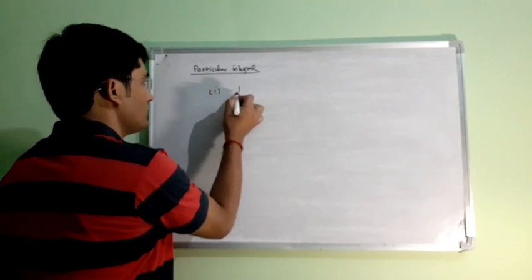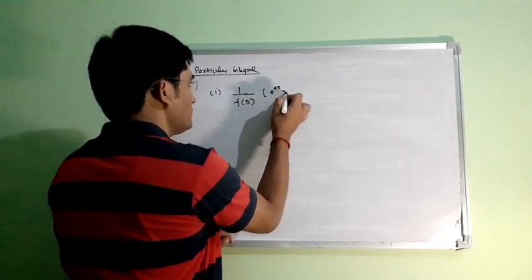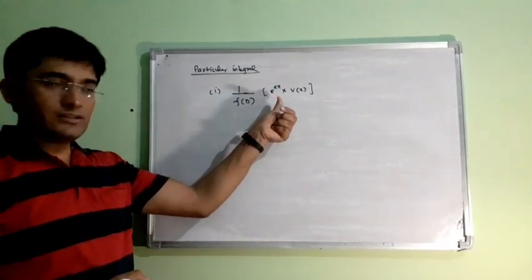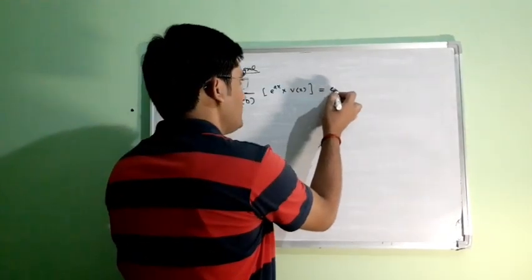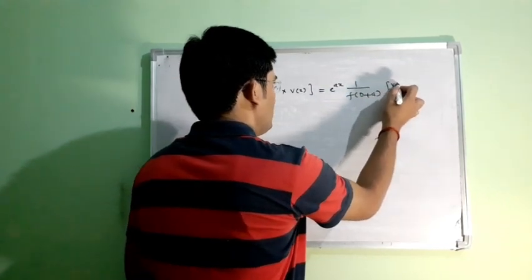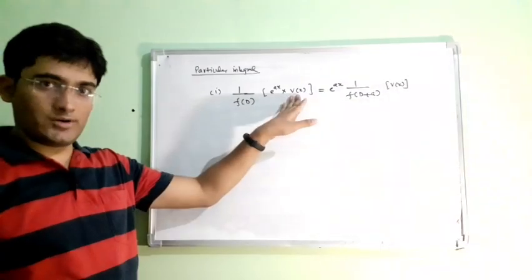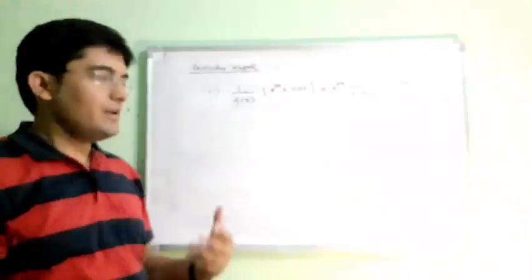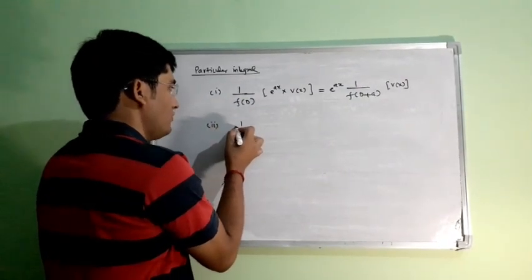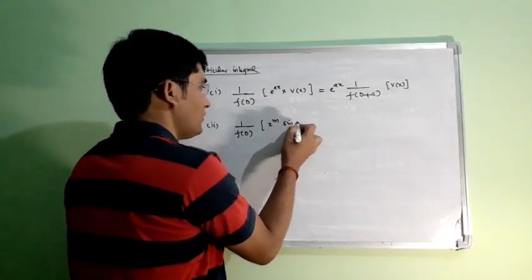The first formula is 1 upon f(D) of e to the power ax into some function of x. In this case, we will take this e to the power ax outside, and then our D will be replaced by D plus a, and in the bracket we have the function of x. Here your function can be x, e to the power x, sin x, cos x, tan x, any function of x. Then we have the second formula as 1 upon f(D) of x to the power m into sin x or cos x.